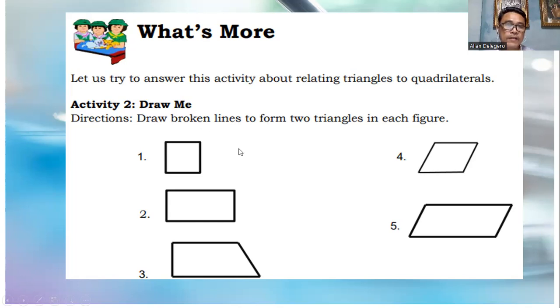Okay? Let us check your answers. Draw broken lines to form 2 triangles in each figure. Number 1. Number 2. Or if you draw a broken line like this, it is also correct. And number 2, pwede rin kung ganito ang lagay ng linya. Number 3, number 4, and number 5.